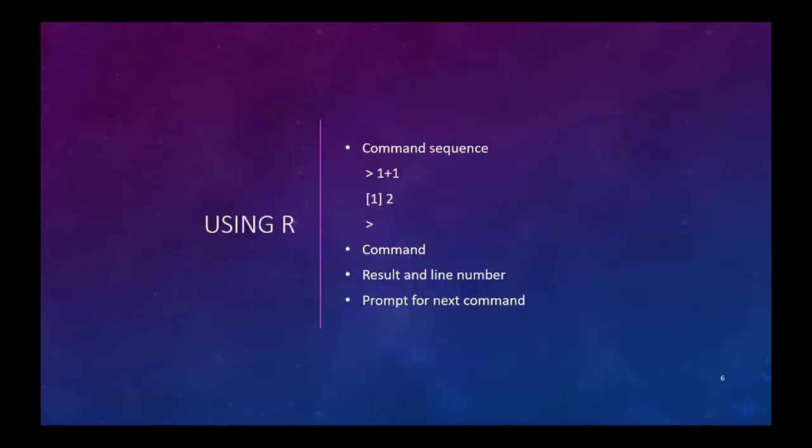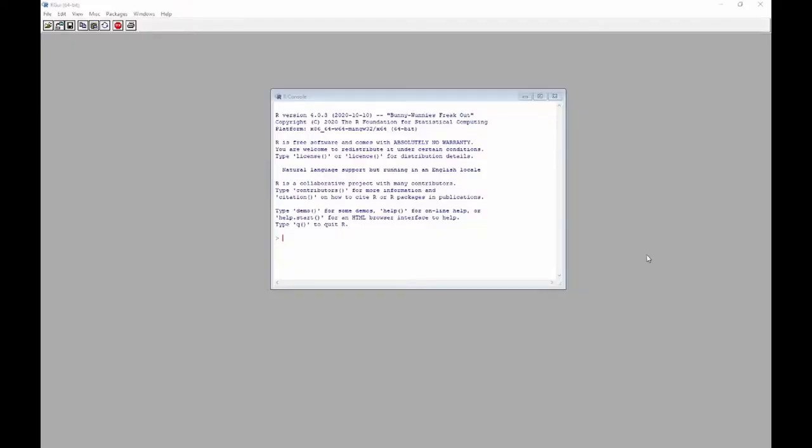So first, we're going to do a super quick example. We're going to add 1 plus 1. Okay, we're going to hit the enter key. We're going to get a result with the line number, and then you're going to watch that the prompt is going to come back waiting for the next command. So we are going to have a command, result line number, and then the prompt for the next command. So let's see this in action. Let's look at that quick example that we saw.